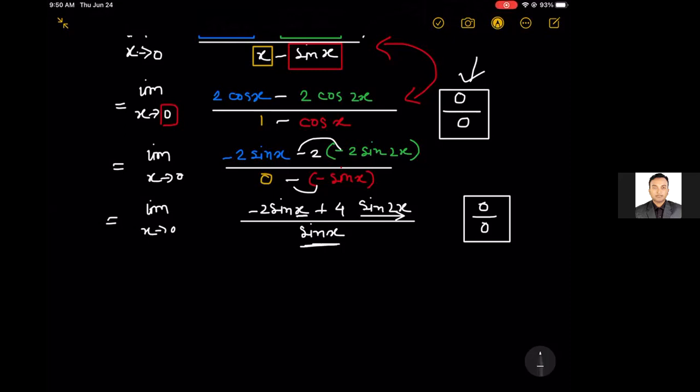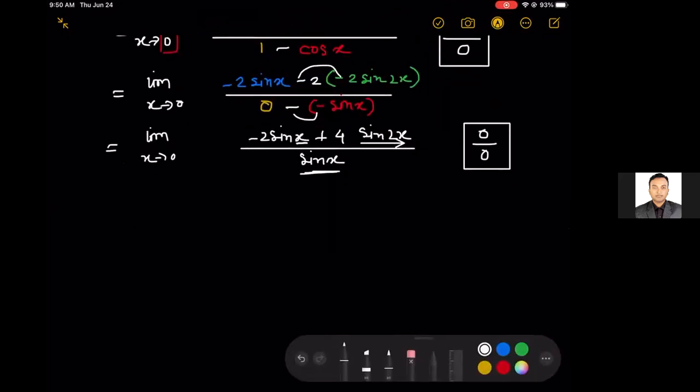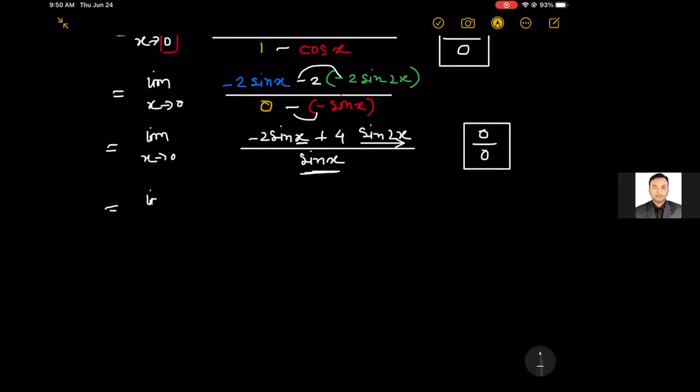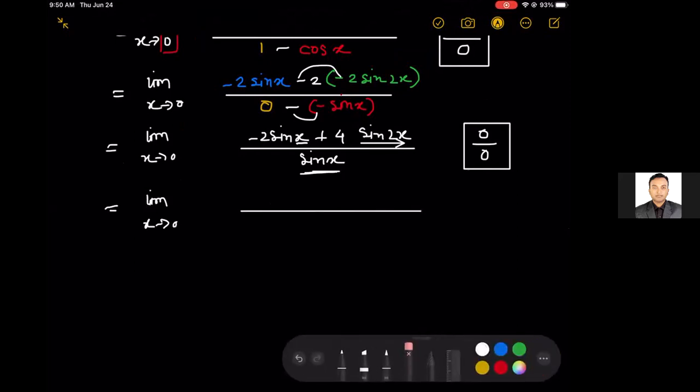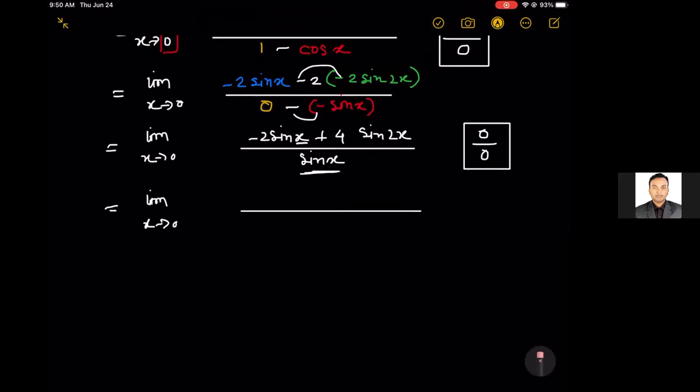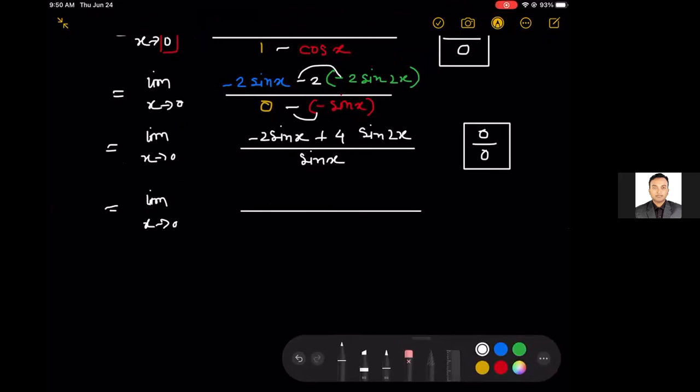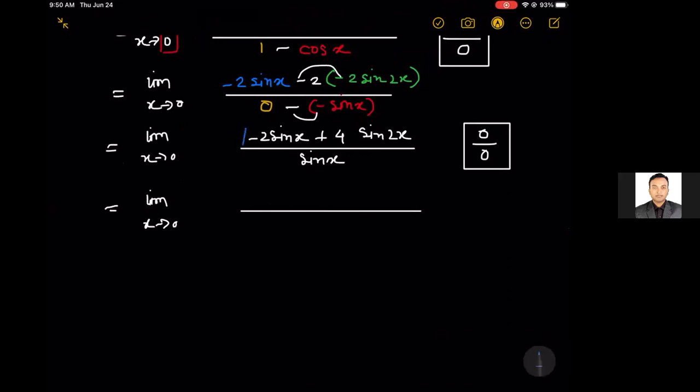Okay, let's try that. So if we use the L'Hopital rule again, that means we'll find derivatives of each of these terms one by one and replace them in their respective places. Okay. So the derivative of negative sine 2x. Anyone? The derivative of negative sine 2x.